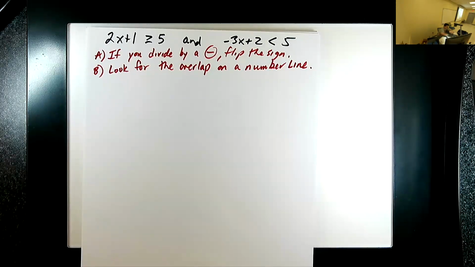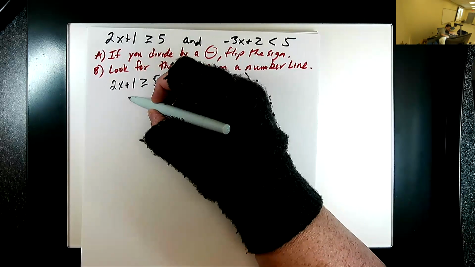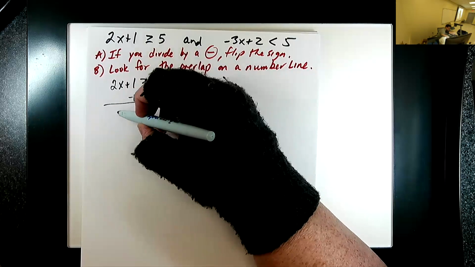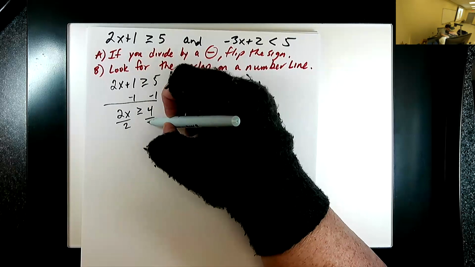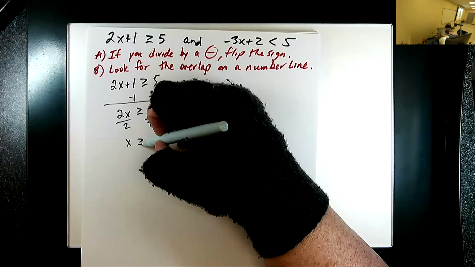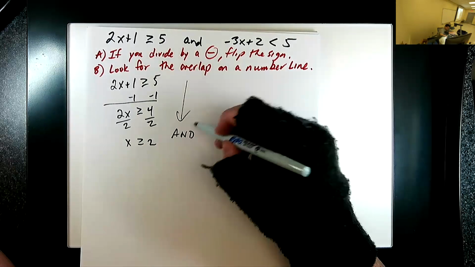We solve these separately. 2x plus 1 is greater than or equal to 5. Subtract 1 from both sides. I get 2x is greater than or equal to 4. Divide by 2, and I get x is greater than or equal to 2. I have my and.